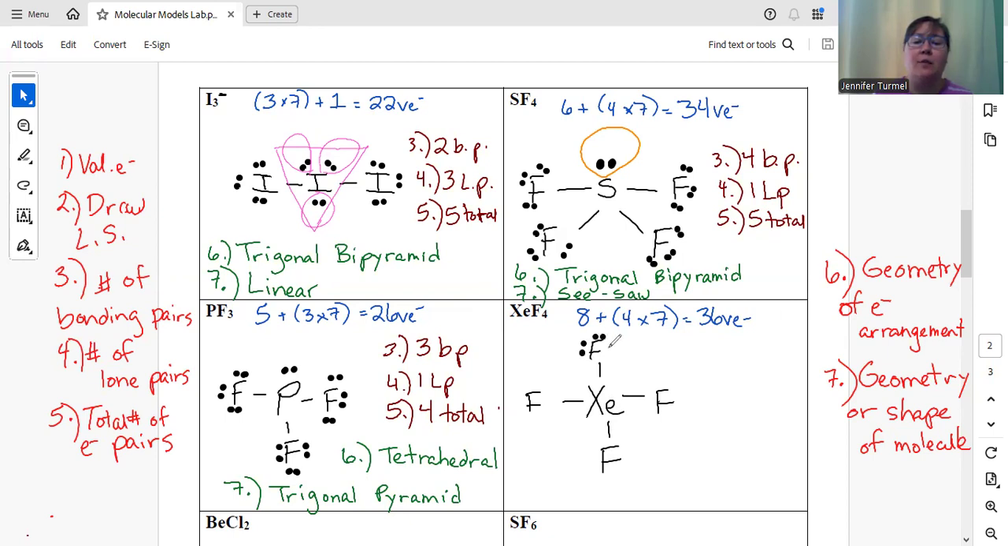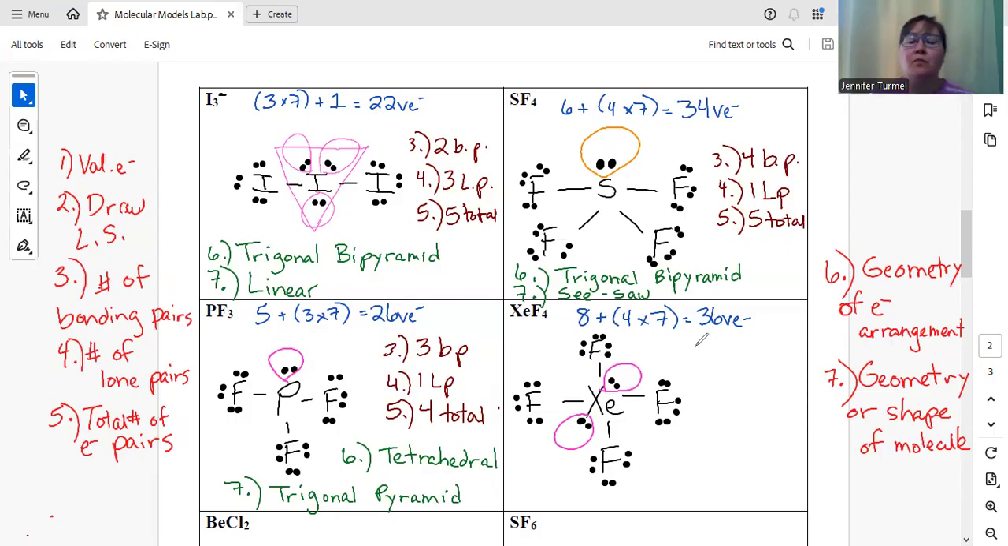8, 10, 12, 14, 16, 18, 20, 22, 24, 26, 28, 30, 32. We've got 4 more. We can't expand fluorine's octet, but we can expand xenon's. So we've got 2 and 2. Okay. And so we need to make sure that we account for these when we're working through this. I'll go ahead and put a little right there as well.